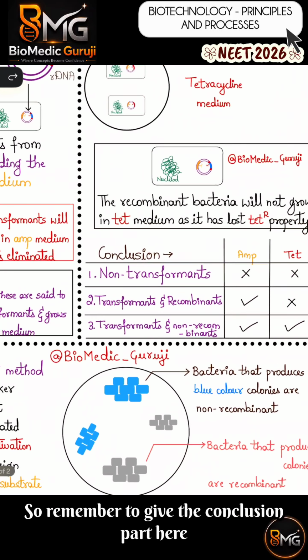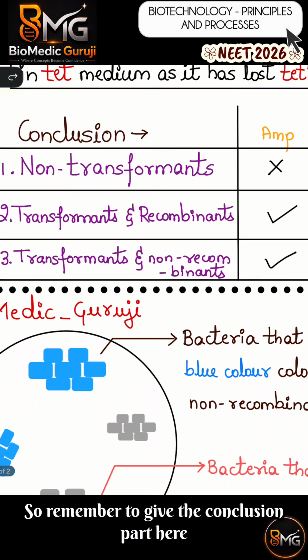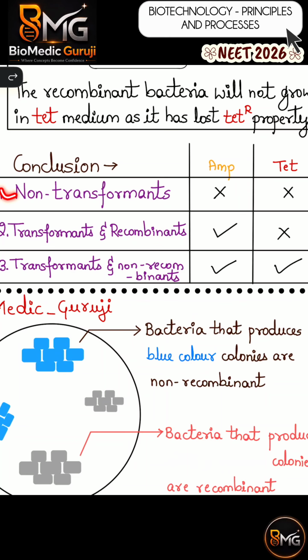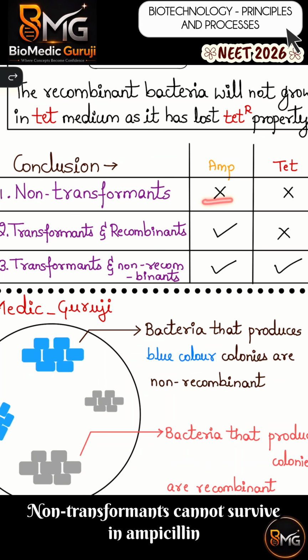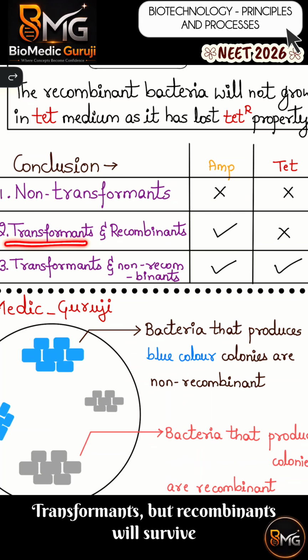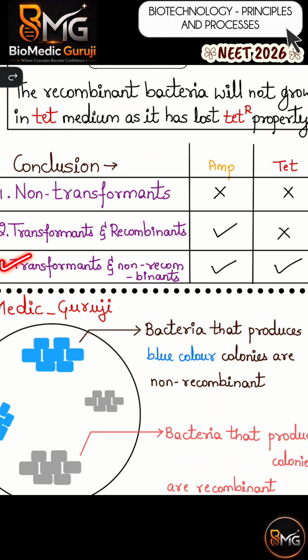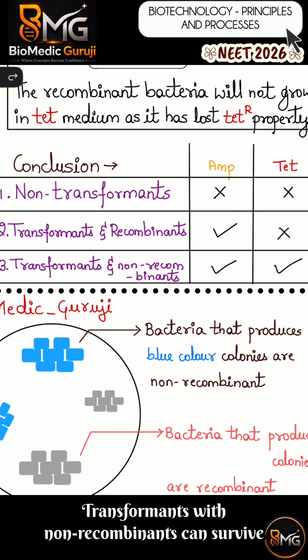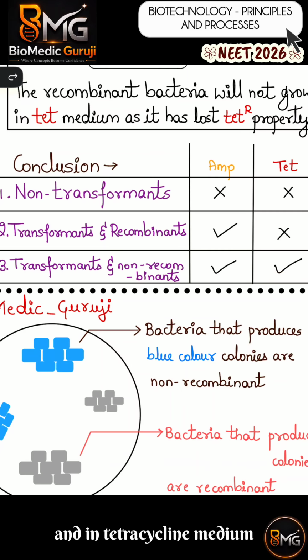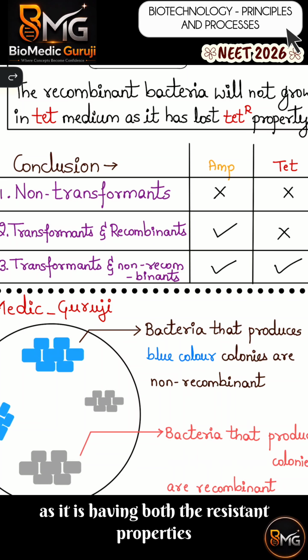Okay, so remember to give the conclusion part here. Non-transformants cannot survive in ampicillin or tetracycline medium. Transformants that are recombinants will survive only in ampicillin medium, but they cannot survive in tetracycline medium. Transformants with non-recombinants can survive in both ampicillin and tetracycline medium, as they have both the resistance properties.